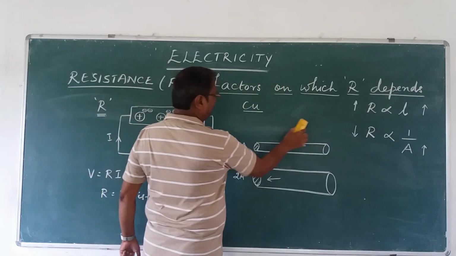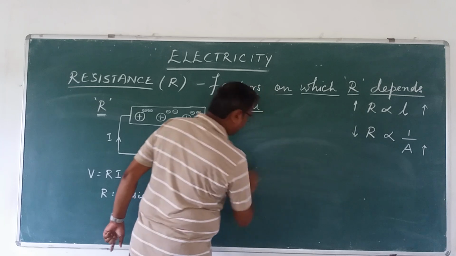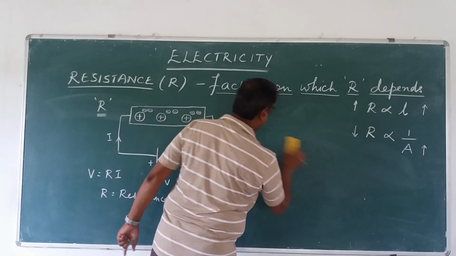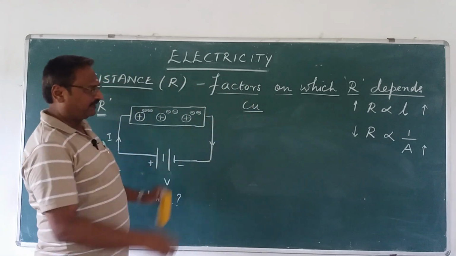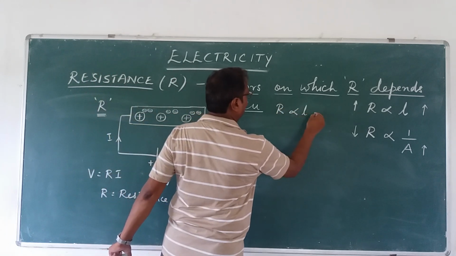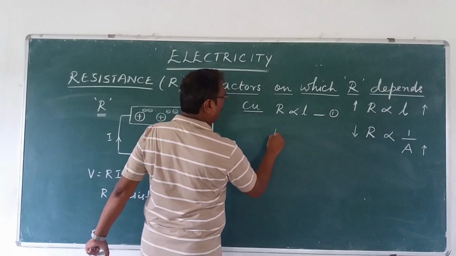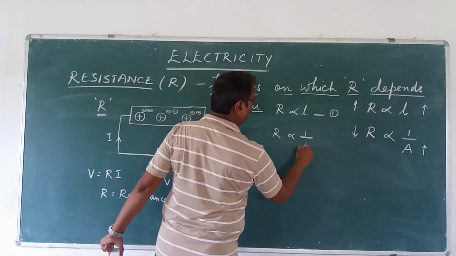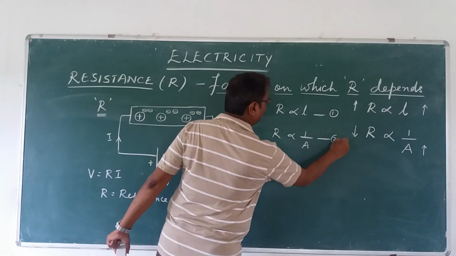Another thing: all this time I have taken only one type of wire, which is copper. So let me put the equations. R is proportional to length is one equation. R is inversely proportional to area of cross section is equation number 2.